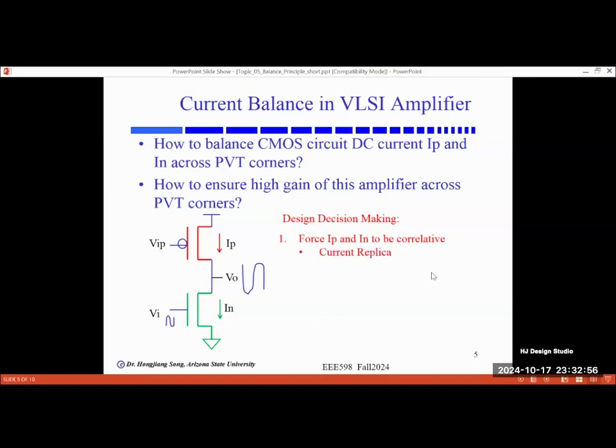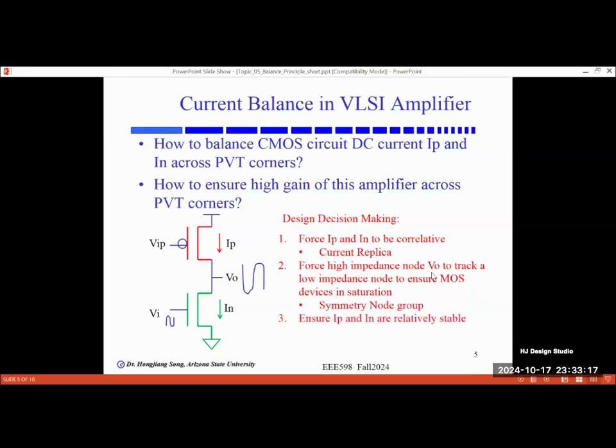This one we're going to use something we call the current replica concept. In the second decision approach, it is really how to force this MOS device always in saturation to ensure high gain across PVT corner. In this case, we're going to use something we call the symmetric node group concept. The third design thought is really how to ensure the current bias in the PMOS and NMOS is relatively stable, independent of power supply.